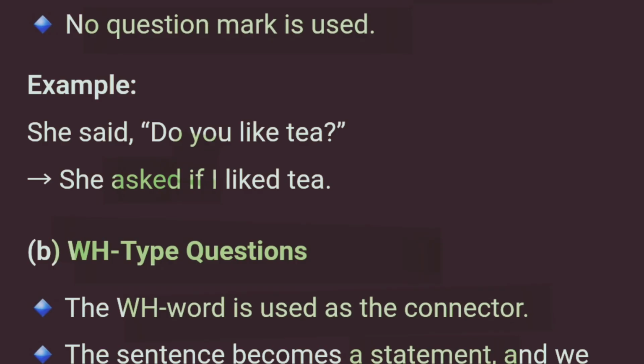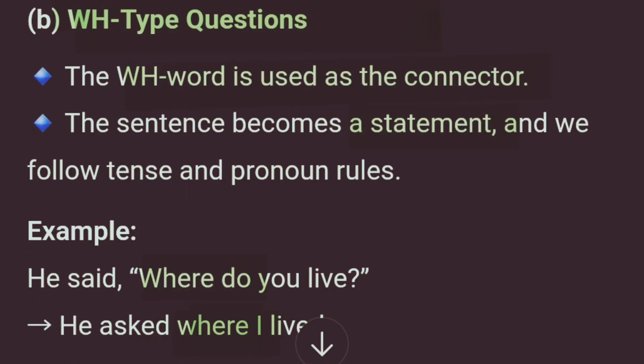And in WH type of the question, the WH word is used as the connector. So the sentence becomes a statement and we follow tense and pronoun rules. Example, he said, where do you live? So again we will use asked here. So he asked, and where we will use as a connector. So we say that he asked where I live.